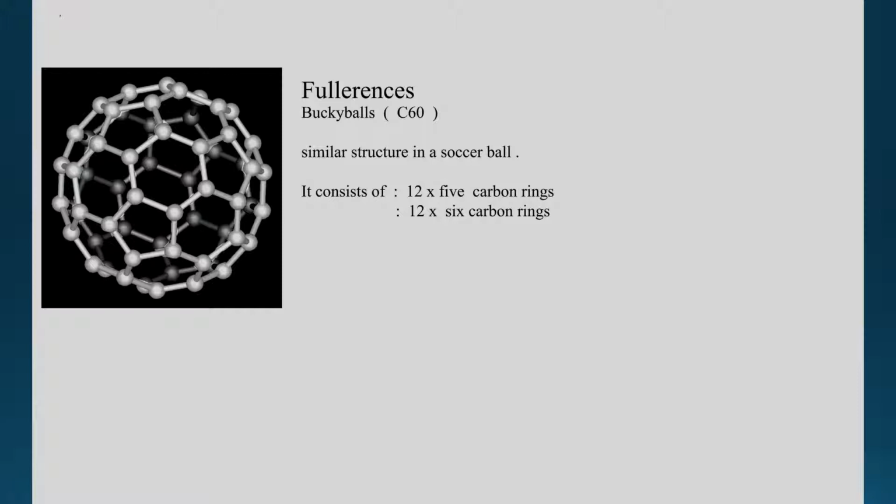Another allotrope of carbon is called the buckyball. This is a soccer ball in molecular form. It is not a natural soccer ball. As you can see from the shape, it is made of hexagons and pentagons, like a soccer ball, and it is also a type of allotrope.